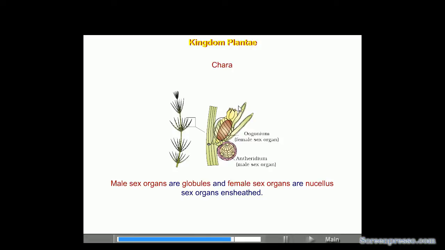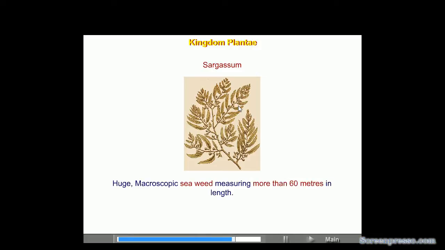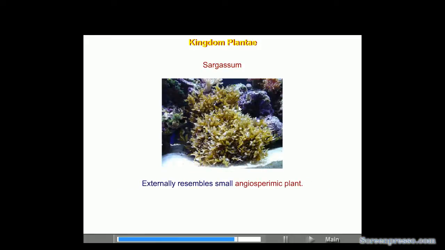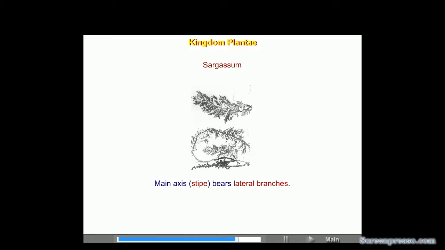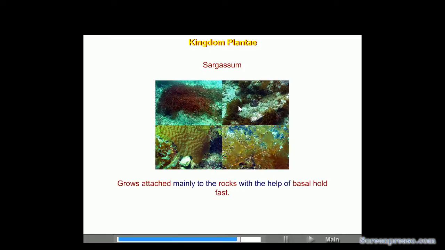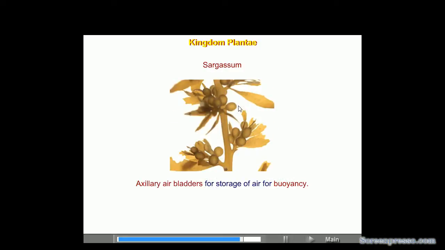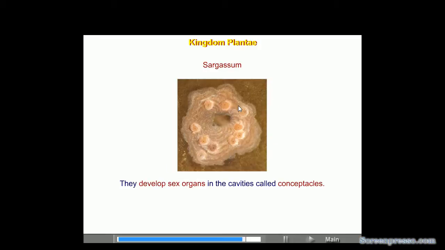Sex organs ensheathed. Sargassum, huge macroscopic seaweed measuring more than 60 meters in length. Externally resembles small angiospermic plants. Main axis, that is stipe, bears lateral branches, grows attached mainly to the rock with the help of basal holdfast. Leaf-like sterile branches show cryptostomata, axillary air bladders for storage of air for buoyancy. Fertile branches are called receptacles. They develop sex organs in the cavities called conceptacles.